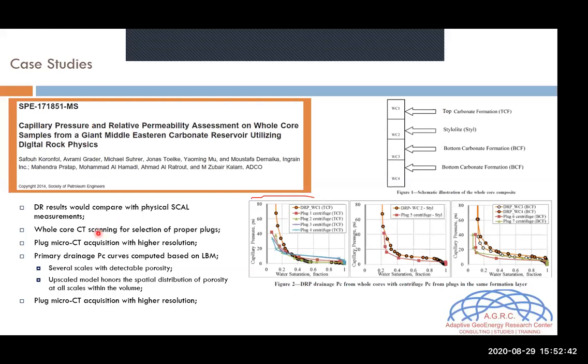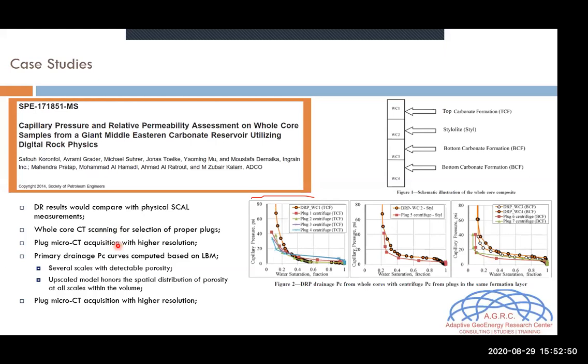Once you can perform the scanning in a larger volume, you can perform the selection of the plug, and inside the plug you can select the region to perform higher resolution analysis in order to be possible to simulate, using the lattice Boltzmann method, some two-phase flow analysis. So, two-phase flow simulations. I put here some highlights on generating the PC curves in the lattice Boltzmann method. As I mentioned, in this case, as a sample, you can perform this in several scales.